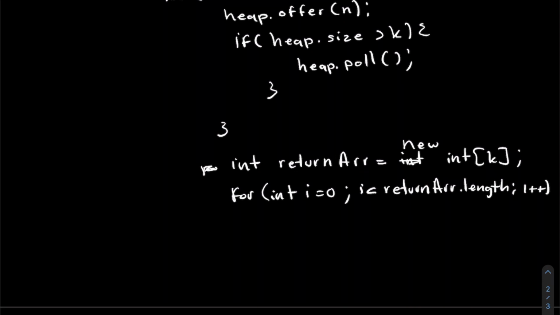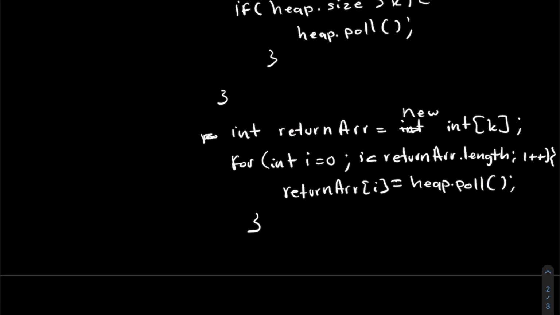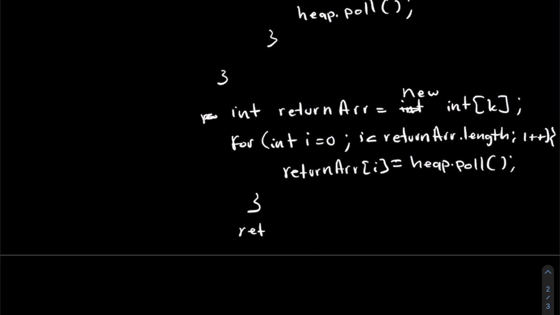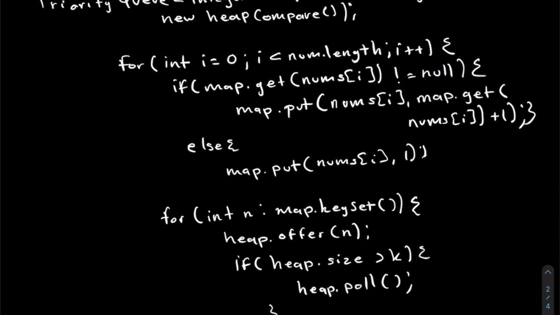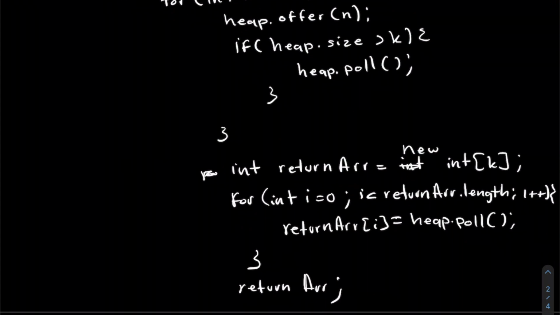And i++. Basically what we're doing is taking the thing from the heap, taking out the root, and throwing it into returnR. And then we just return the array at the end. And that's it. That's pretty much the code. Hopefully you guys understood what I was talking about here and what the implementation is.